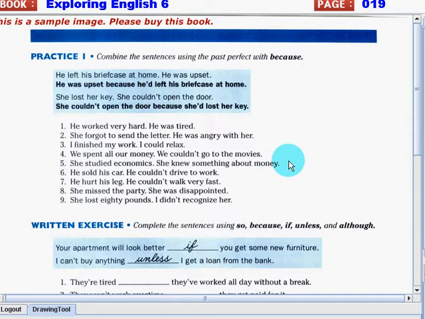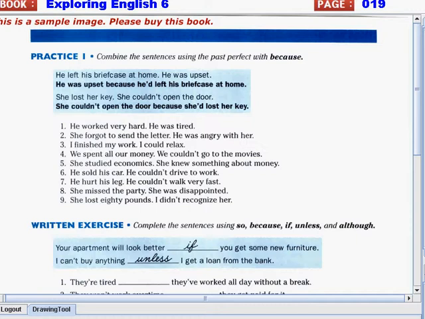She studied economics. She knew something about money. She knew something about money because she had studied economics. He sold his car. He couldn't drive to work. He couldn't drive to work because he had sold his car. He couldn't walk very fast because he had hurt his leg. She was disappointed because she had missed the party. I didn't recognize her because she had lost 80 pounds.